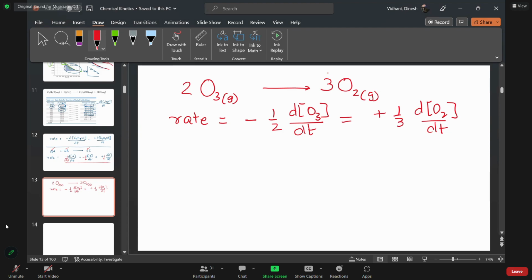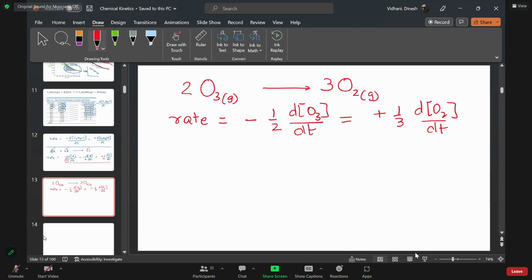Professor, the d[O3] over dt is change in concentration, we said? Yes. So the brackets reflect that. Now, do we have any doubts so far before I go to the next topic?